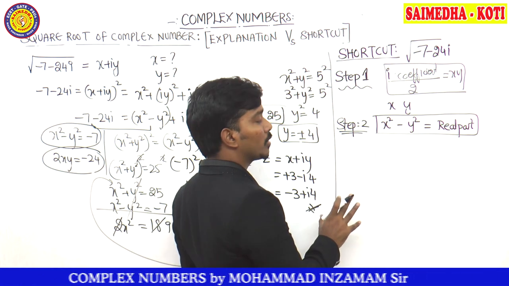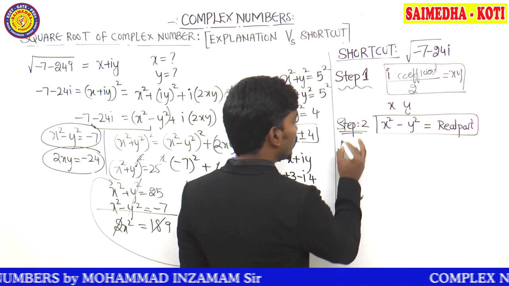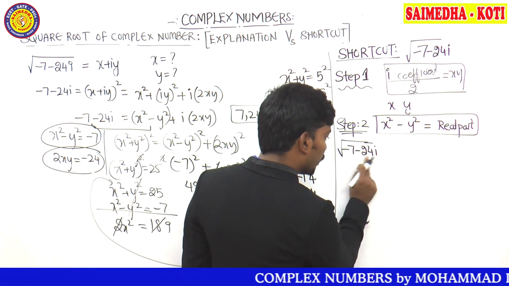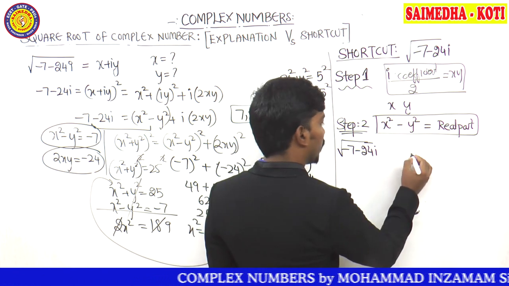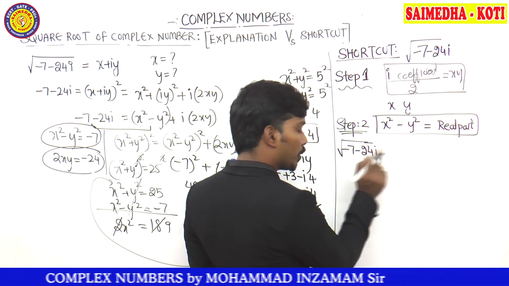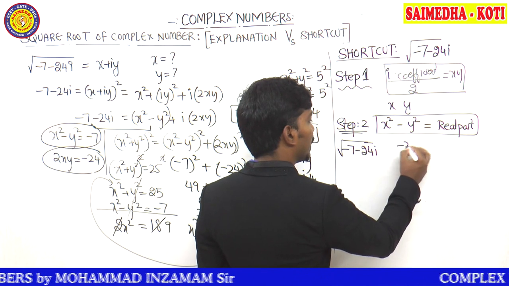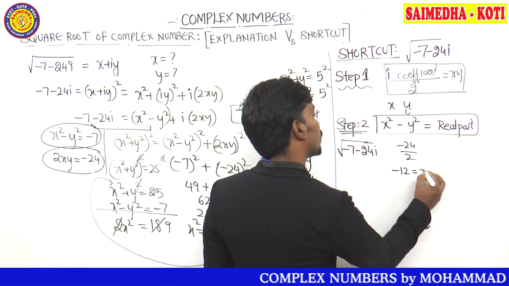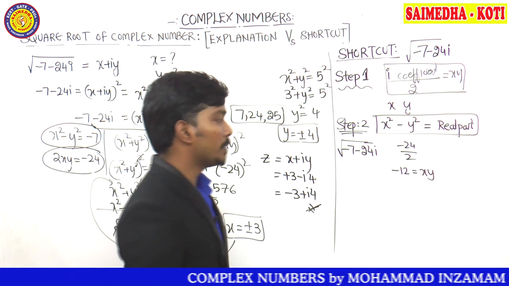First problem in the shortcut, guys. Let's go slow. Question given: minus 7 minus 24i. First step, what you need to do? I coefficient divided by 2 equals xy. So what can we write now? I coefficient is minus 24. Minus 24 by 2 is how much, guys? Minus 12. So minus 12 equals xy.